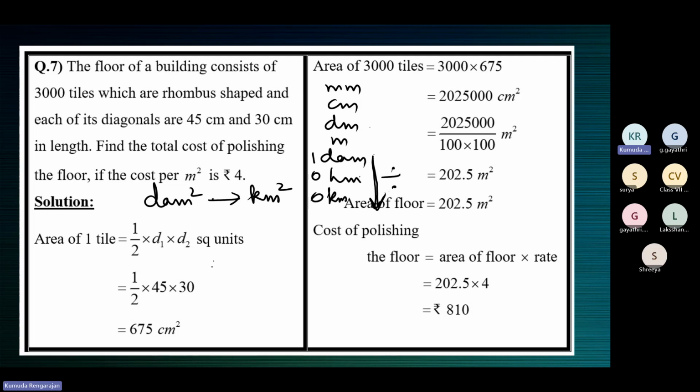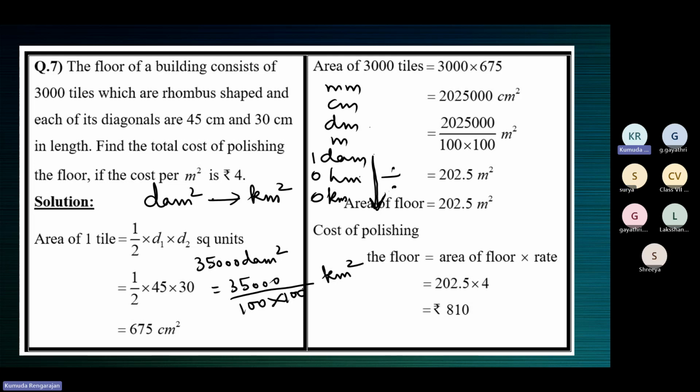So supposing we have to convert, say, 35,000 decameter square to kilometer square. As you said, we have to divide. Divide by 100. How many times by 100? 2 times. 100 into 100. When you do this, it's converted to kilometer square.